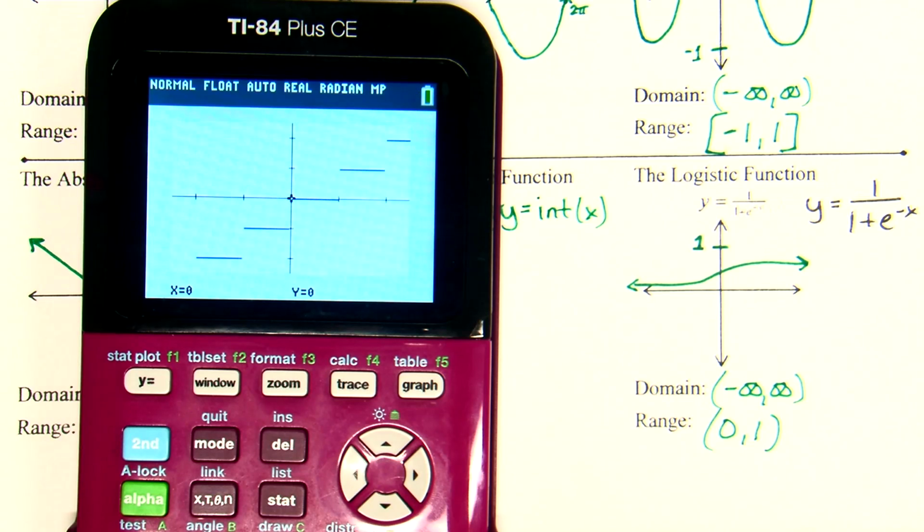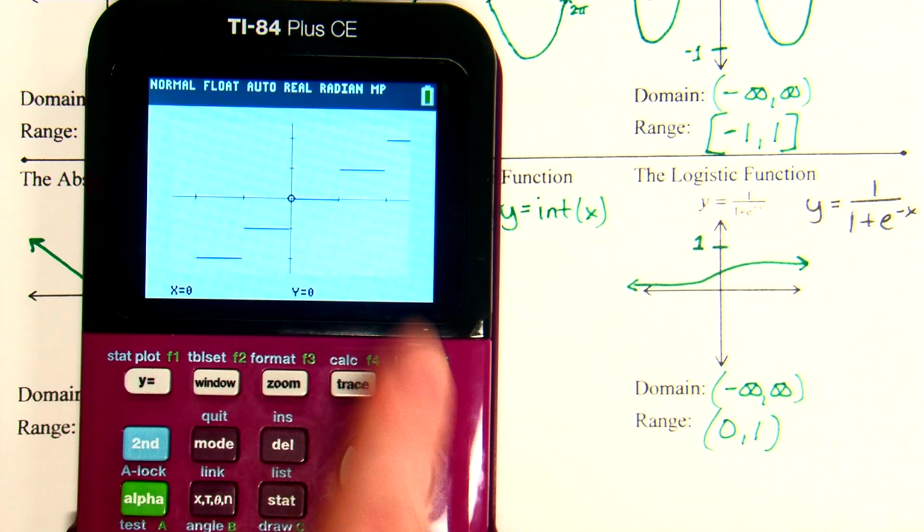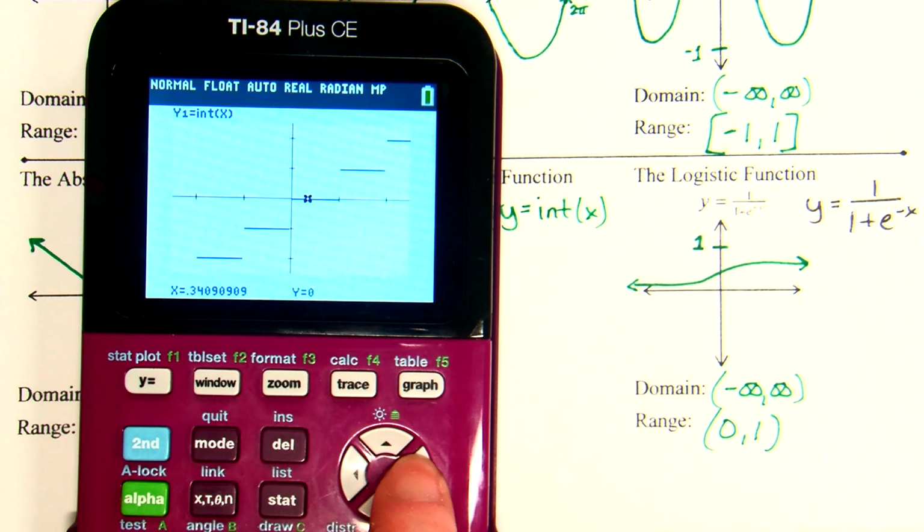You'll notice at 0, 0 where my cursor is, if I trace and I go right, notice my y value stays at 0. And then at some point there, but around 1, what's it do? It hops up to the 1 line. And then at some point around 2, it's going to hop up to the 2 line, so on and so forth. So that's what your greatest integer function looks like.